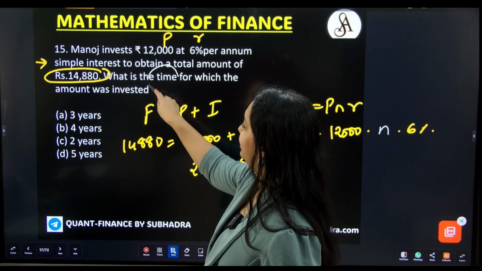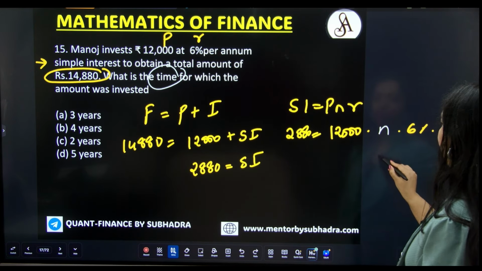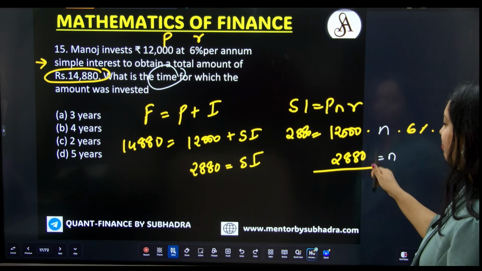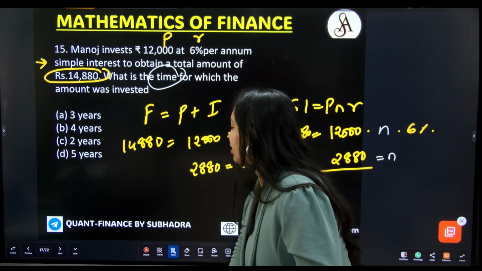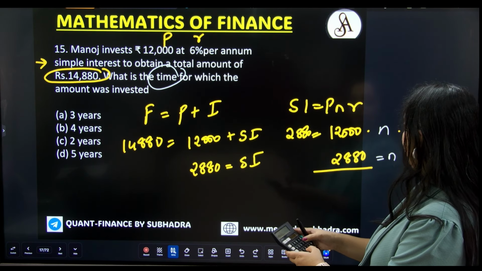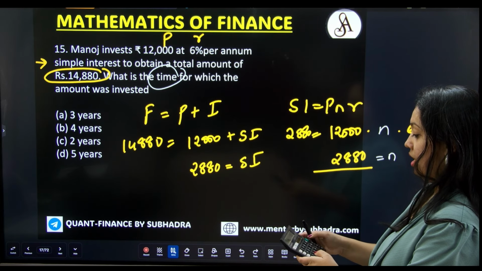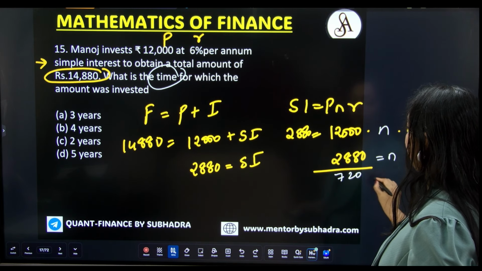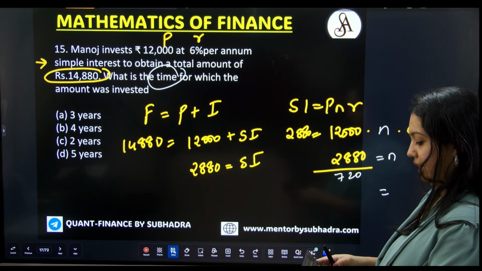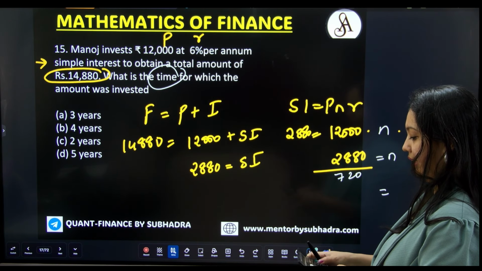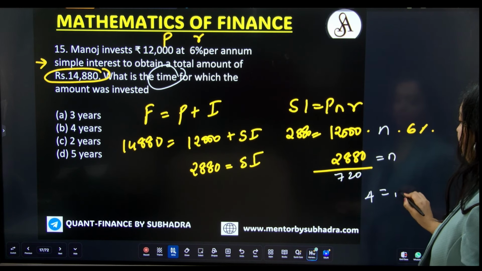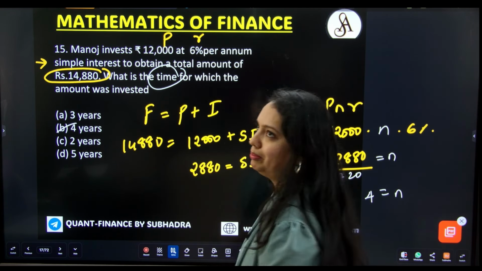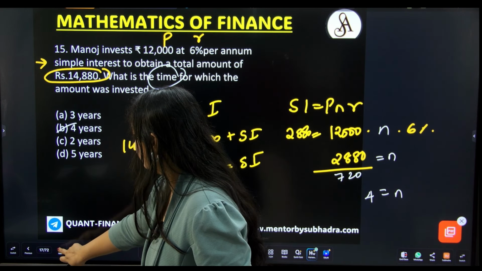Mostly we have to find the time N value. So if I want N, that is 2,880 divided by this into this. Take your calculator, 12,000 into 6 percentage. I'm getting the value as 720. So 2,880 divided by 720, I'm getting N as 4 years. Option B, simple question. First calculate the simple interest and then you are going to apply the simple interest formula.